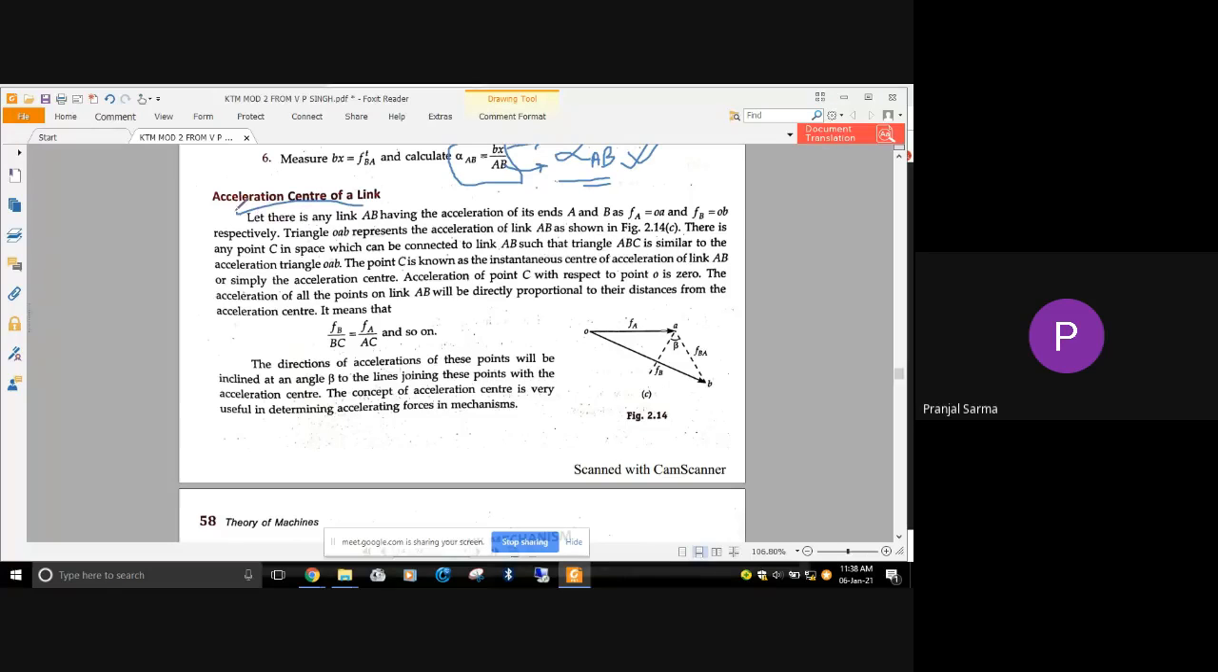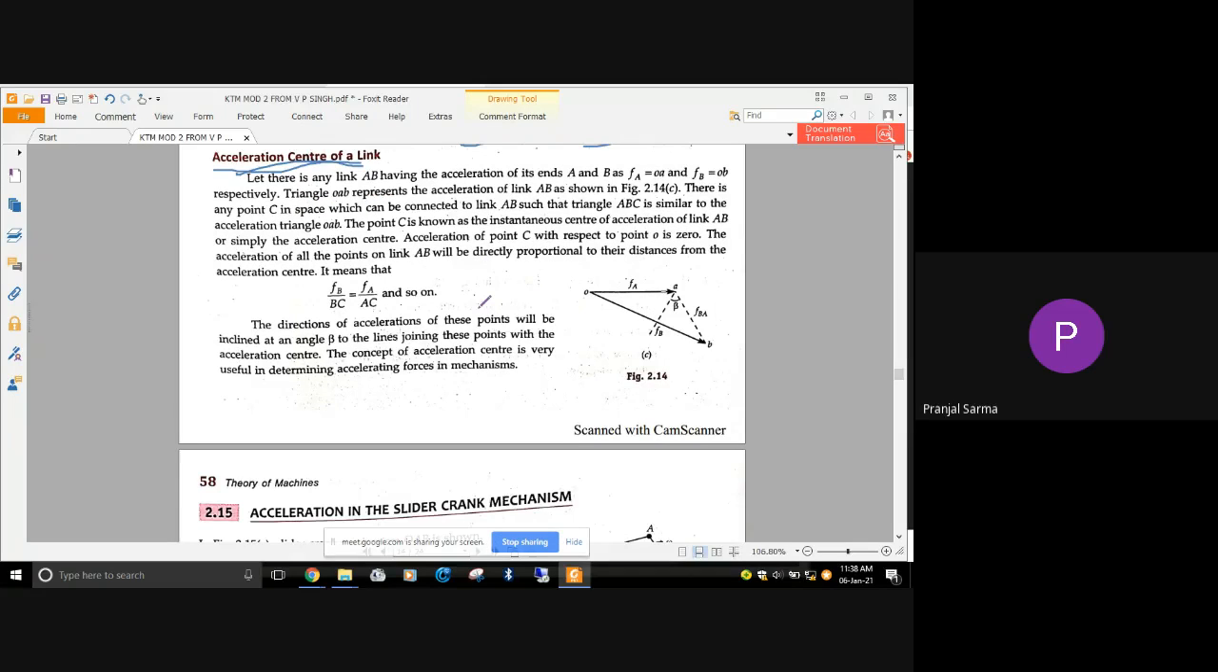Next, similarly, there is a concept of the acceleration center of a link. By this time, whatever we have discussed, you just go through. If you have understood that, then this acceleration center will be easy. This concept of acceleration center is very useful for determining the accelerating forces in different mechanisms. Just like in the velocity diagram, where we used instantaneous centers, a proportional relationship is maintained. Here also the similar case is happening.